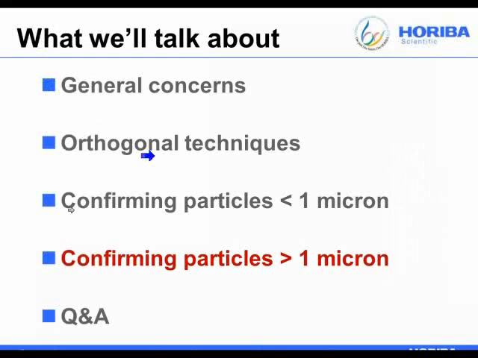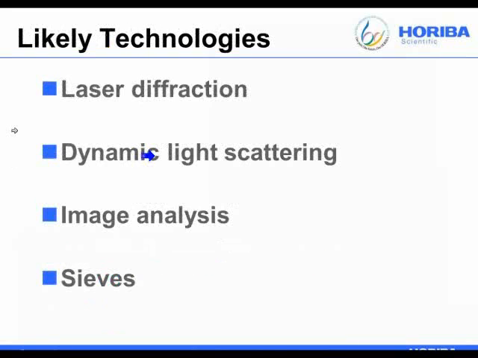All right. Now we'll talk about how do you confirm the presence of material above 1 micron. So again, likely technologies we'll see, again, laser diffraction, again, DLS. We'll also start talking about image analysis. So this could be if you have an optical microscope in your lab, or if you have a more advanced turnkey system like a dynamic image analyzer similar to the CAM sizer, or a static image analyzer similar to the PSA 300. Or it could be that you're using sieves.